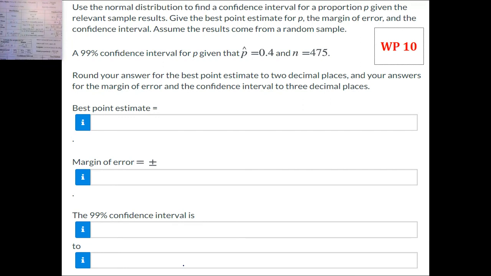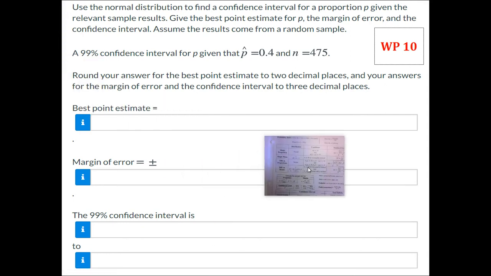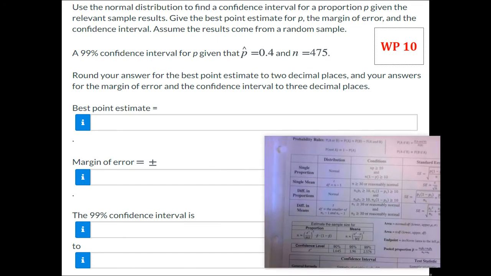Use the normal distribution to find the confidence interval for proportion P, given that the relevant information is here. We're going to use a 99% confidence interval, and our P hat is given to be 0.4, and our N value is given to be 475. Okay, so a couple of things here. Let me drag this over here because we're going to need this. I'm going to need to do a little writing here.